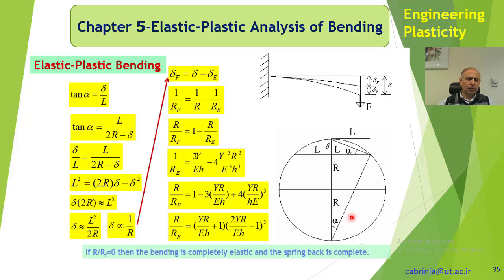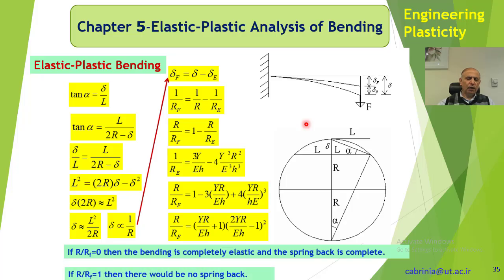And from this relationship, we could see that if R over RF is 0, then the bending is completely elastic and the spring back is complete. It means that it goes back to its original place, okay. The spring back is complete. It means that we have no plastic deformation, no intermediate position. So R over RF becomes 0.